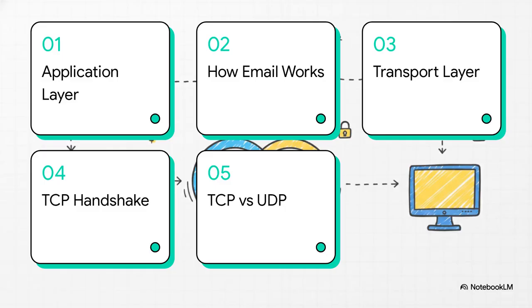Here's our agenda for today. 1. Meet the application layer. 2. How email works, specifically looking at SMTP. 3. Enter the transport layer. 4. The TCP three-way handshake. And finally 5. TCP versus UDP protocols. Let's get right into it.